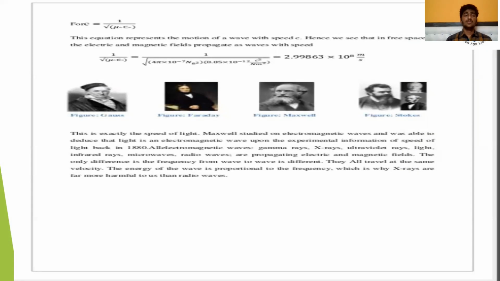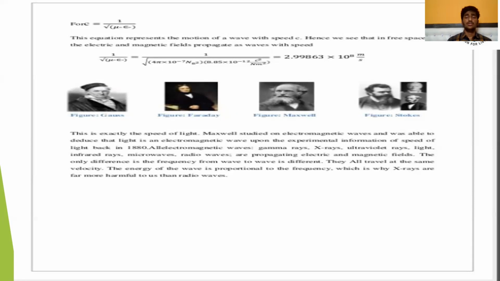Hence, we see that in free space the electric and magnetic fields propagate as waves with speed 1 by root of μ0 ε0, which is equal to 1 by root of 4π times 10 to the power minus 7 N/A² times 8.85 times 10 to the power minus 12 C²/Nm². That is equal to 2.99863 times 10 to the power 8 meters per second. This is the speed of light. Maxwell studied electromagnetic waves and was able to deduce that light is an electromagnetic wave, upon the experimental determination of the speed of light.